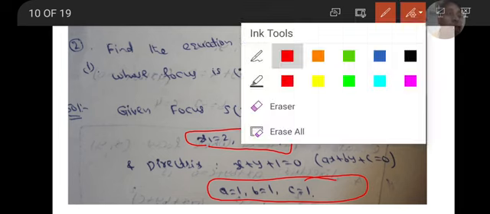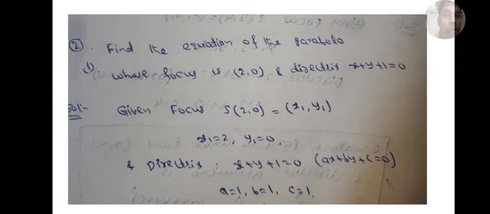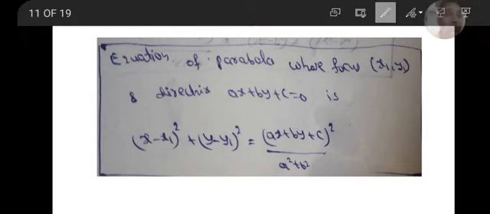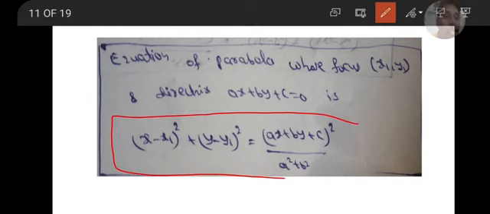So the formula: the equation of a parabola whose focus is (x1, y1) and directrix is ax plus by plus c equal to 0 is (x minus x1) whole square plus (y minus y1) whole square equal to (ax plus by plus c) whole square by a square plus b square. It is the formula: (x minus x1) whole square plus (y minus y1) whole square equal to (ax plus by plus c) whole square by a square plus b square. In this formula we have to substitute the values.